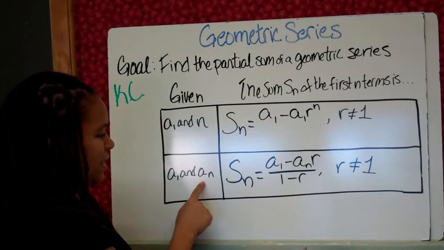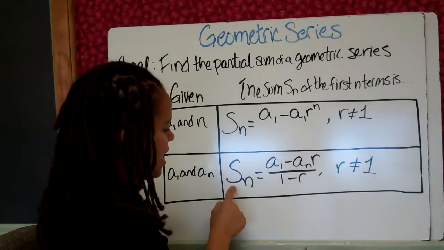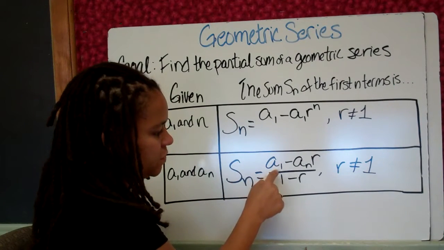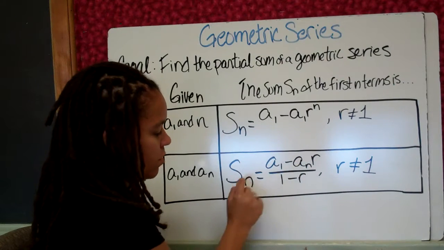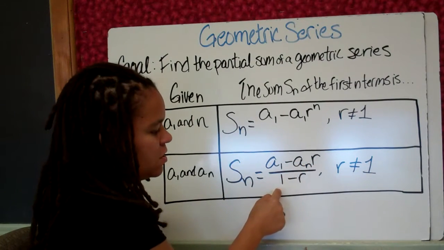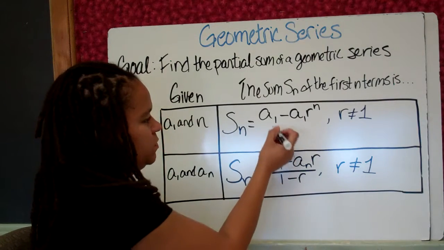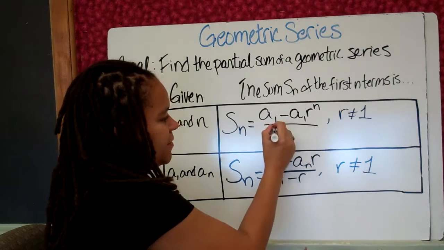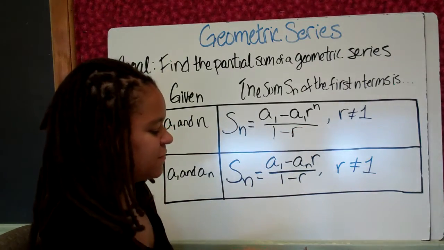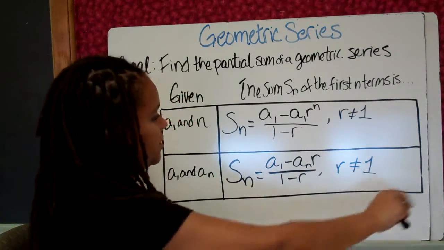If you're given A1 and AN, you can use this one. S sub N is equal to A sub 1, the first term, minus A sub N, whatever that N is, times R, divided by 1 minus R, as long as R is not equal to 1. Forgot about this up here. Thought something looked funny. Okay, let's get started.